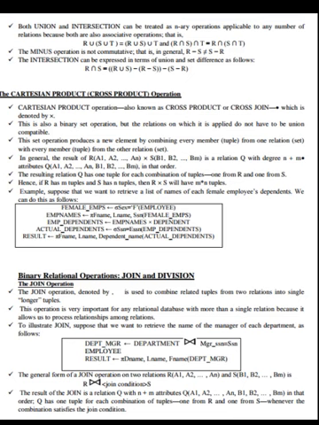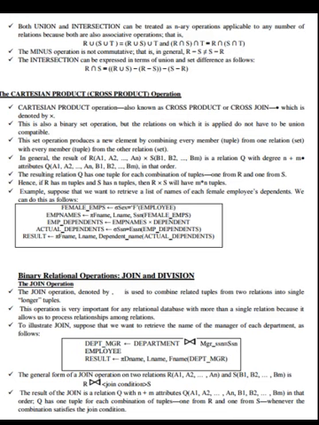See here. Binary relational operations: join and division. The join operation, denoted by ⋈, is used to combine related tuples from two relations into single longer tuples. This operation is very important for any relational database with more than a single relation because it allows us to process relationships among relations. To illustrate join, suppose that we want to retrieve the name of the manager of each department as follows.